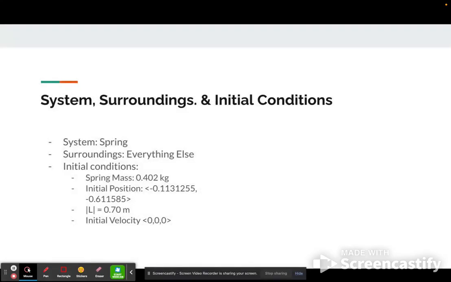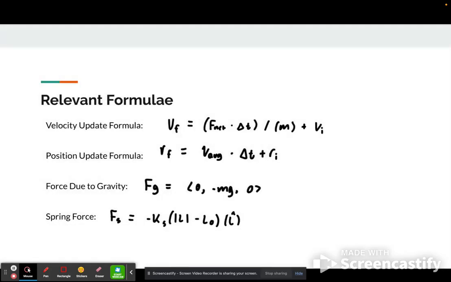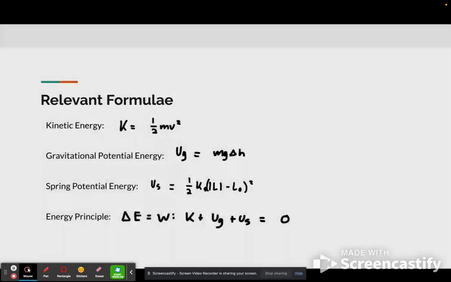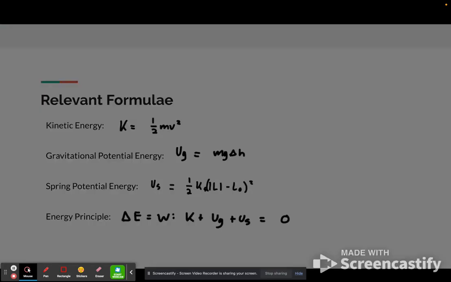So the system, surroundings and initial conditions. The system is the spring and mass. The surroundings is everything else, and the initial conditions for the spring mass are the initial position, the length, and the initial velocity. So here's some relevant formulas: the velocity update formula, position update formula, force due to gravity, spring force, and then kinetic energy, gravitational potential energy, spring potential energy, and the energy principle.